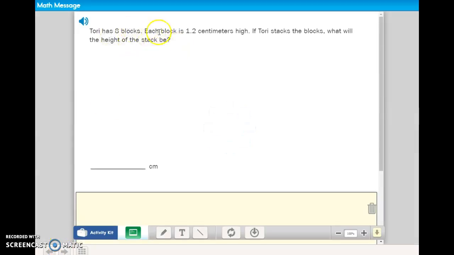So Tori has 8 blocks. Each block is 1.2 centimeters high. If Tori stacks the blocks, what will the height of the stack be? When you think about this, one way that you can do it is take 1.2 plus 1.2 plus 1.2 and do that 8 times. Obviously, that's what you don't want to do. I'm going to talk to you a little bit about this whole idea of multiplying. So 1.2 times 8.